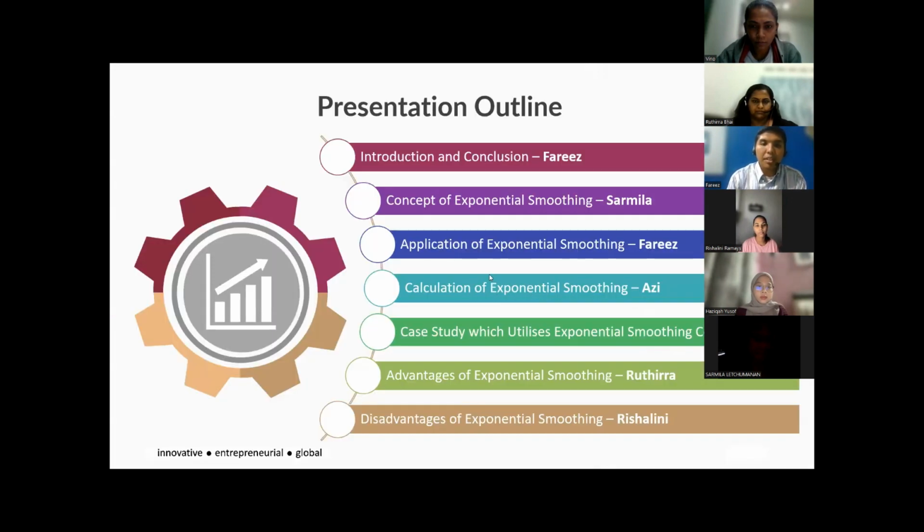This is the presentation outline for this slide presentation. I will start the presentation with the introduction and end with the conclusion, followed by the concept of exponential smoothing by Samila, and then application by Faris, calculation of exponential smoothing by Azi, and a case study which utilizes the exponential smoothing concept by Vino. Next is the advantage by Rutira, and finally the disadvantage of exponential smoothing by Rishalini.